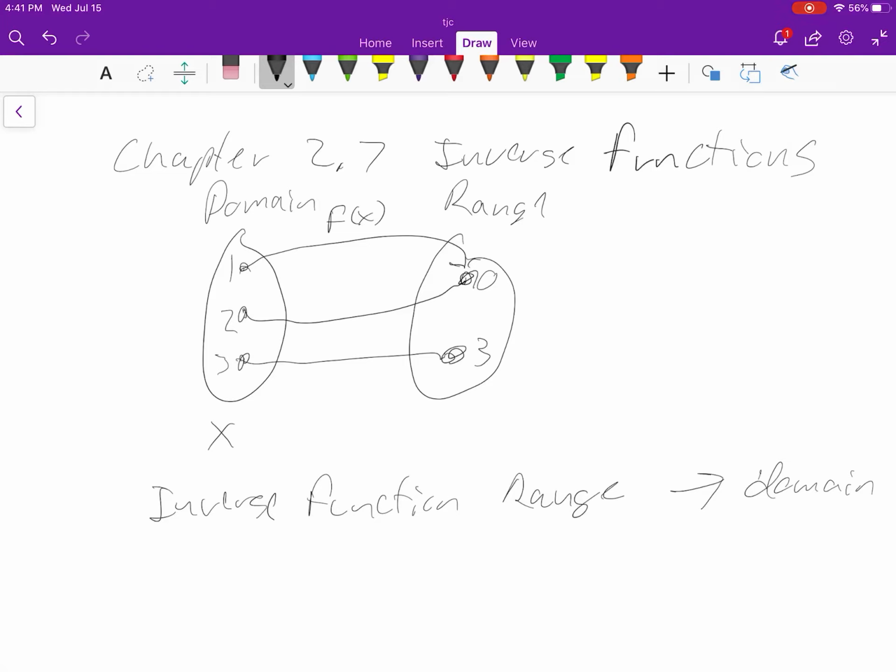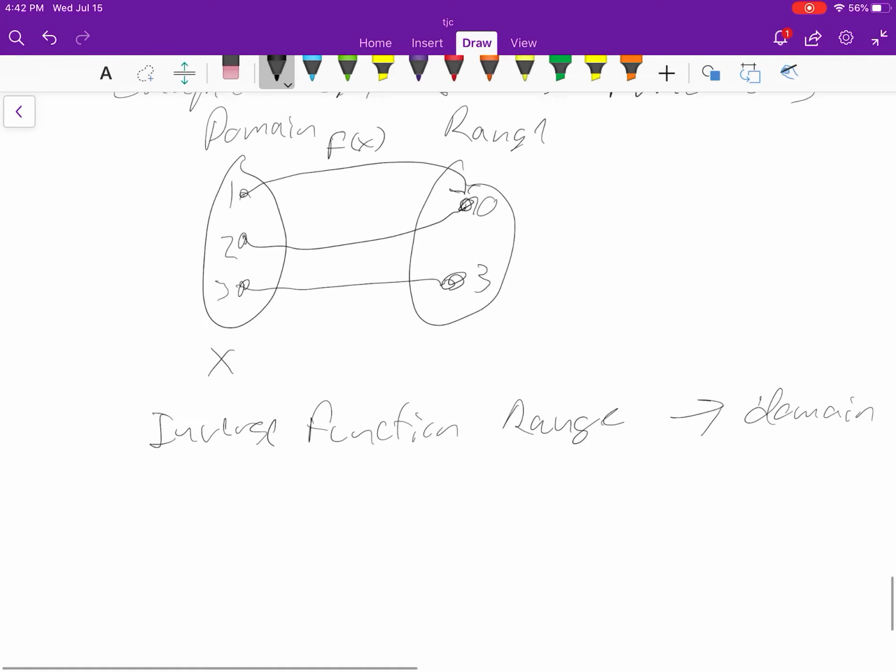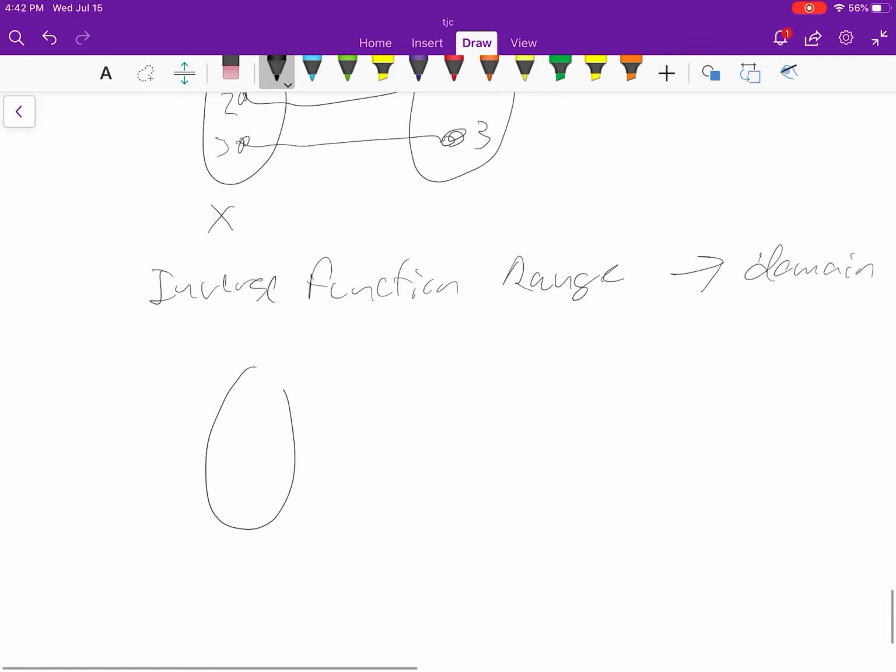Now, this runs into a problem. The problem is functions, if you remember, every element in the domain maps to only one element in the range. Not meaning that they all map the same, but you don't have a scenario like this. This goes back to our boys and girls.